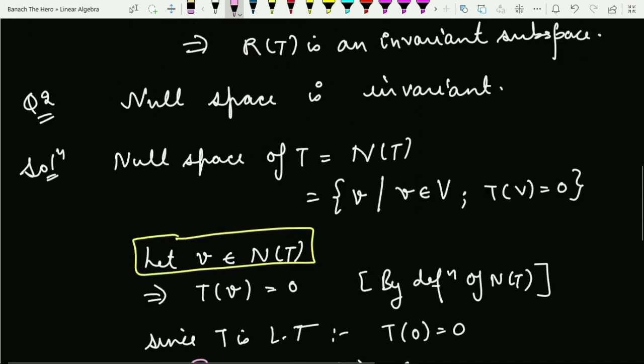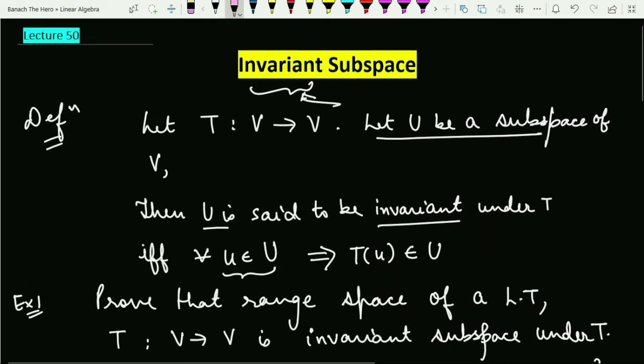So that is how you can prove any subspace to be invariant. So I hope this video lecture is clear to you now.